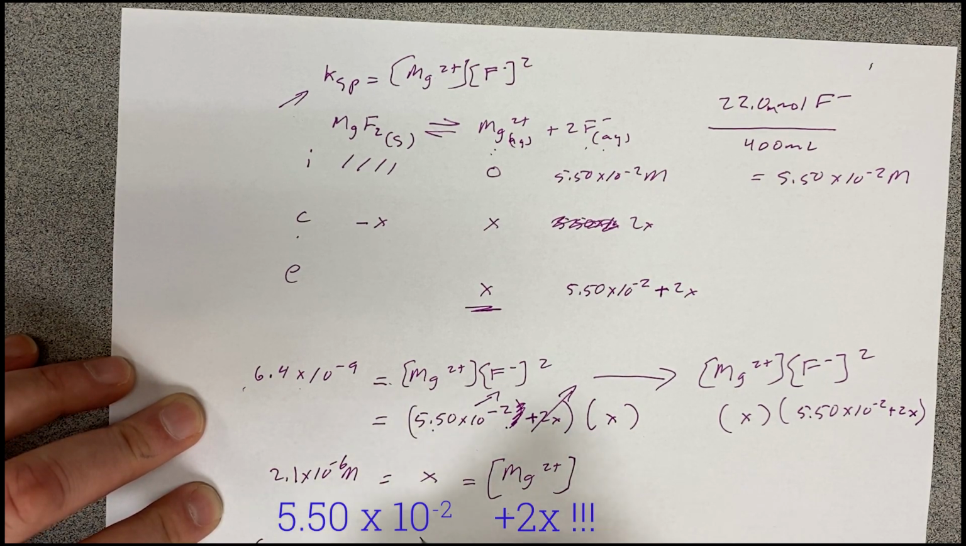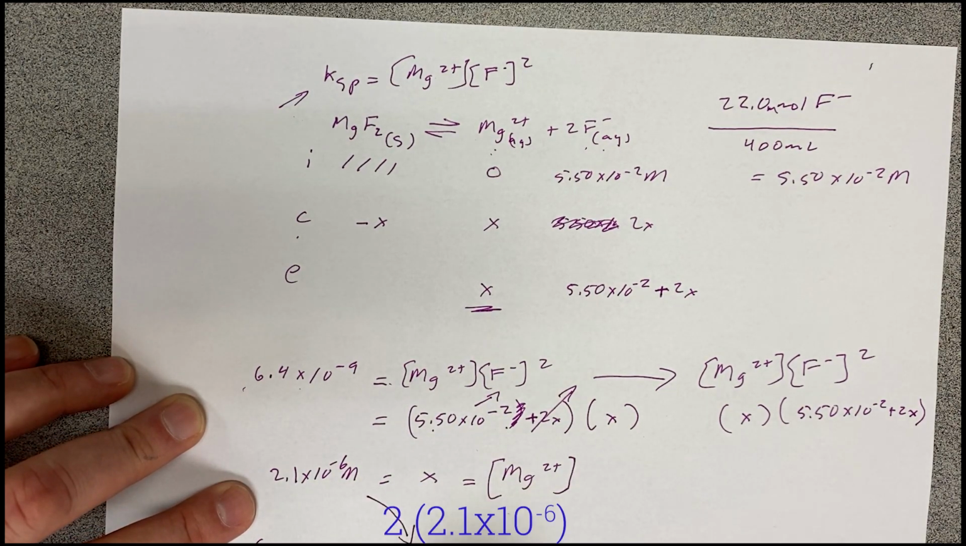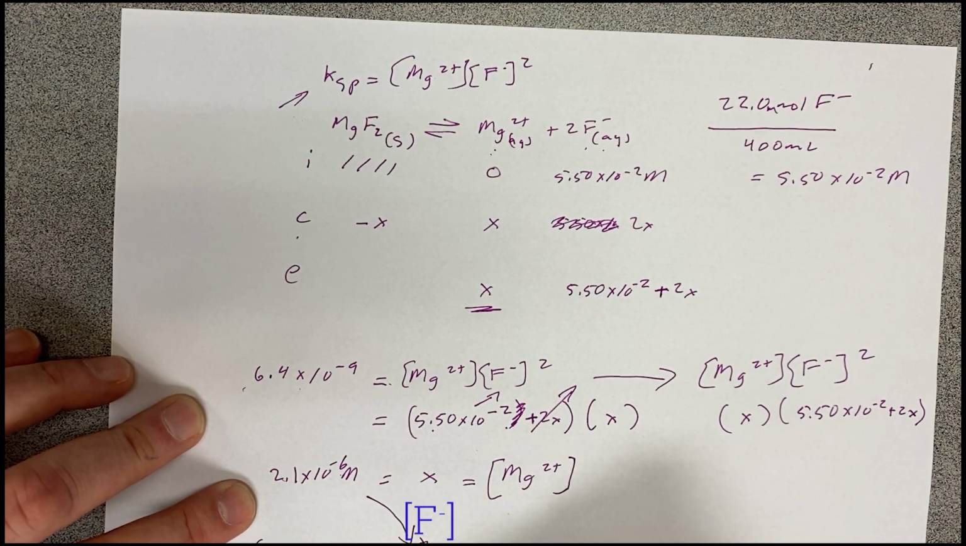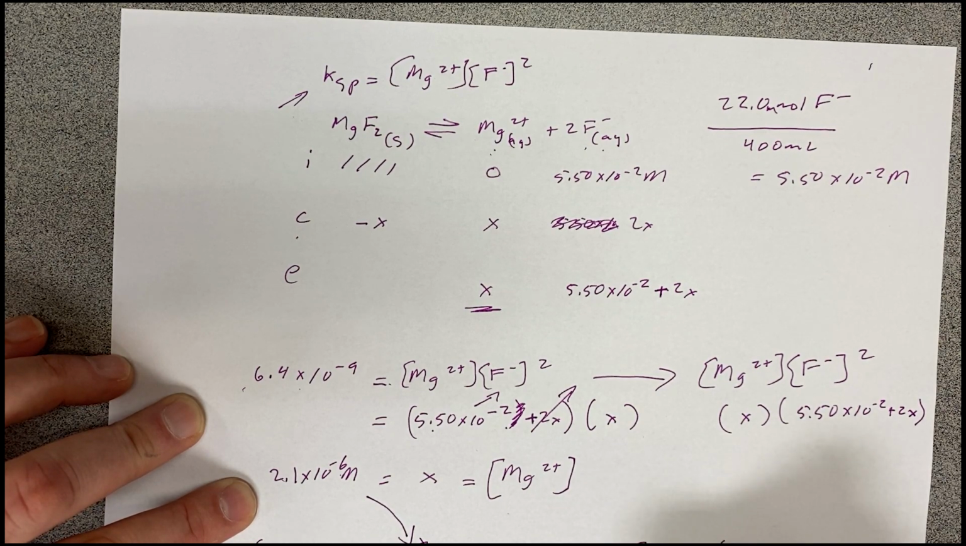If we do the math here and I plug this value in and multiply 2 by 2.1 times 10 to the negative 6, I hate to break this to you, but this is going to be nothing. And therefore, my F− concentration is going to be 5.50 times 10 to the negative 2. That will be my F− concentration.